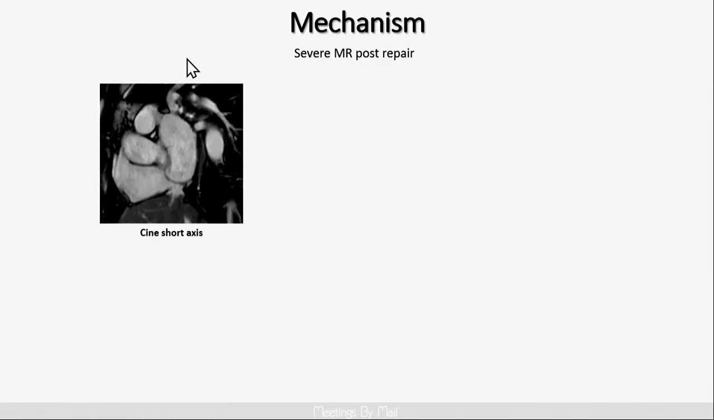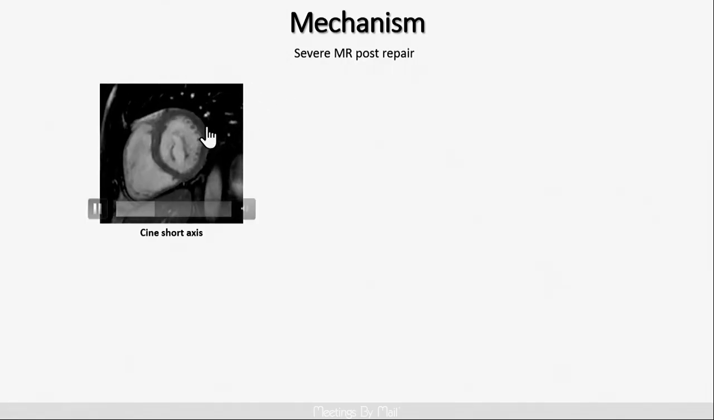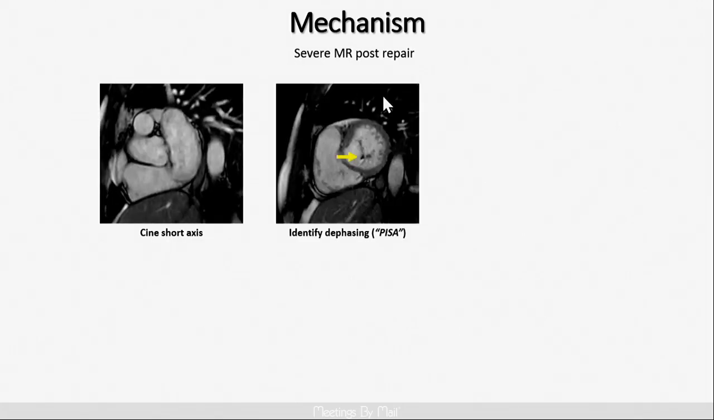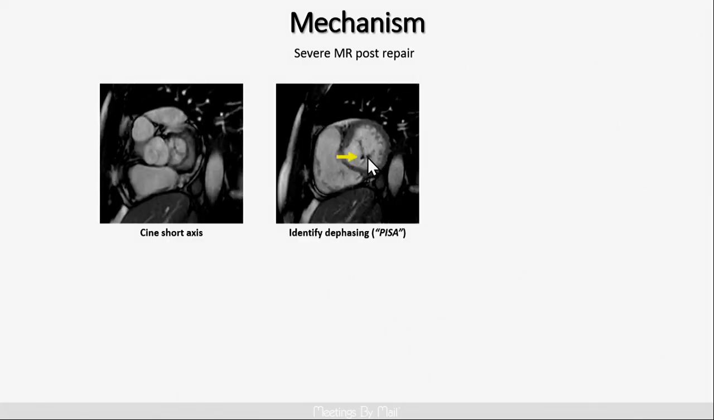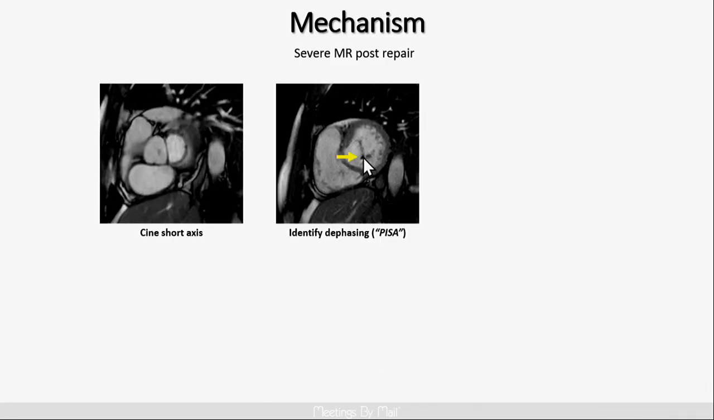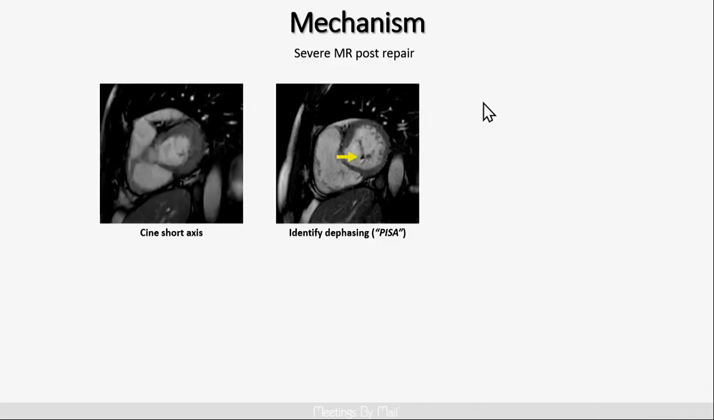By MRI, you can also get a short axis stack, going down through the mitral valve. You can see where there is dephasing. Dephasing is a flow acceleration. And the way we look at it on MRI, it creates dephasing, which is a black appearance, and it correlates to the PISA on echo.